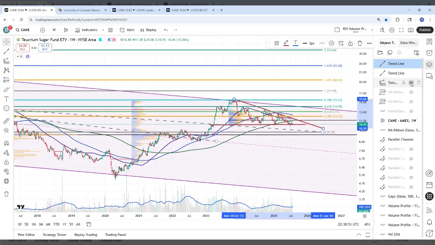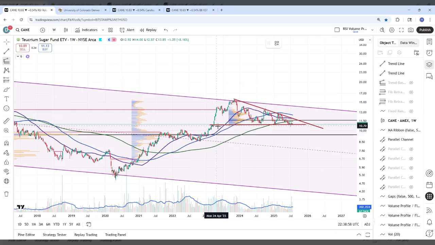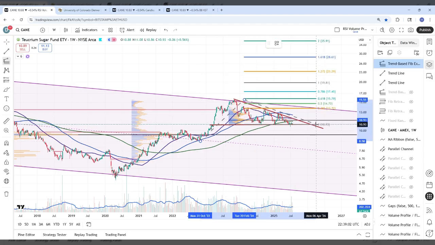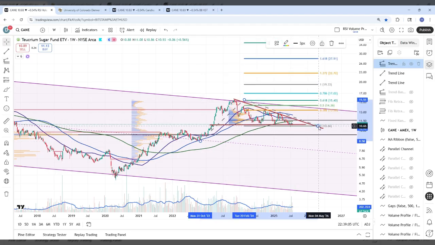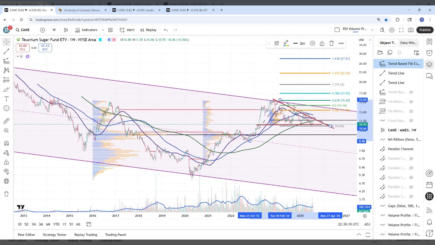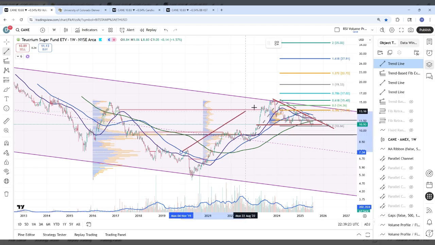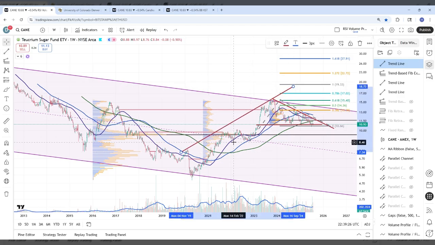So I look at a fib extension. So we go from the bottom to the top to the bottom. You can see 0.618 takes us back to the top. 1 gets us outside of this range, but we also have this trend line here.